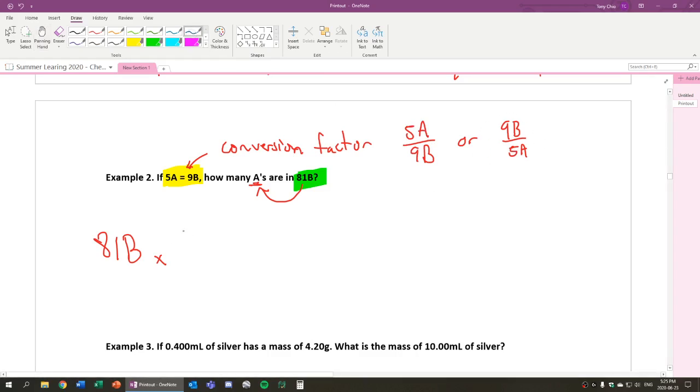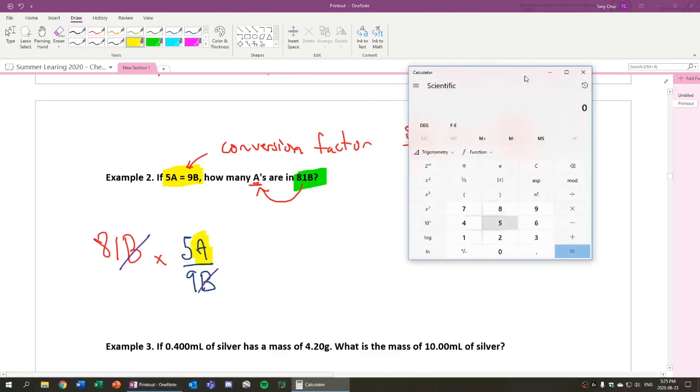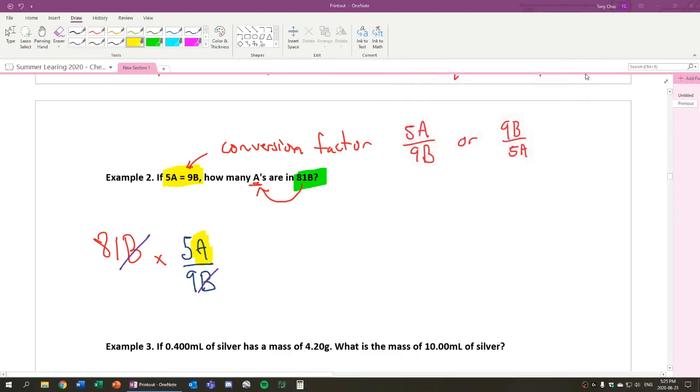Well, if I use fraction number 1, what happens? 5a over 9b. Well, what happens to the b is the b's will cancel out because you have 1 in the numerator, 1 in the denominator. They will always cancel out. So what I'm left with is 81 times 5a, the a is still there, over 9. And if I plug that into my calculator, 81 times 5 divided by 9, I'm going to get 45 a's. And that's my answer, because I want to find how many a's that is if I had 81b.